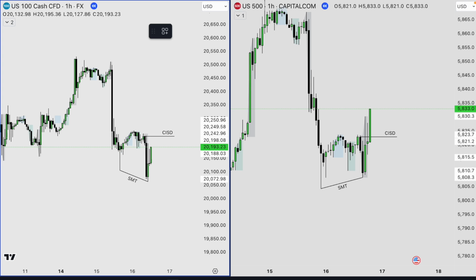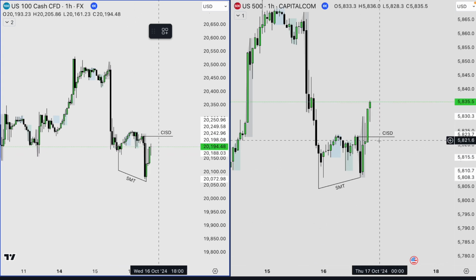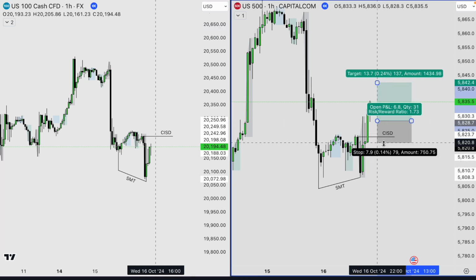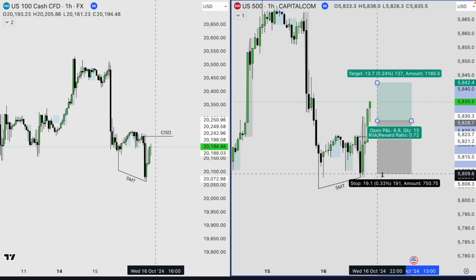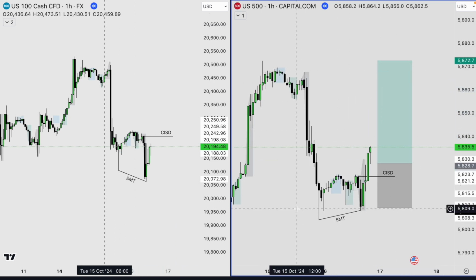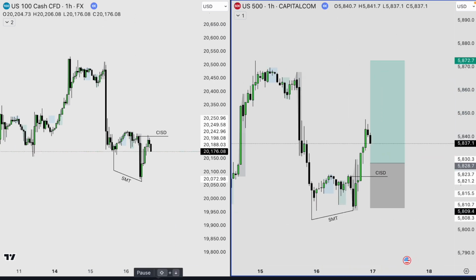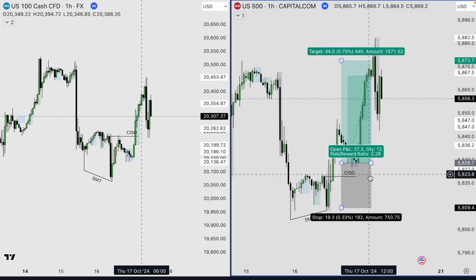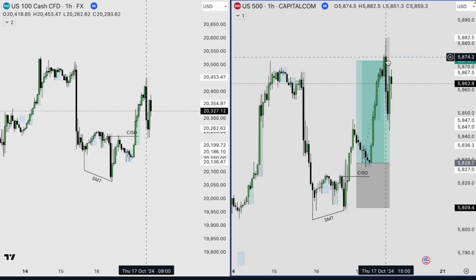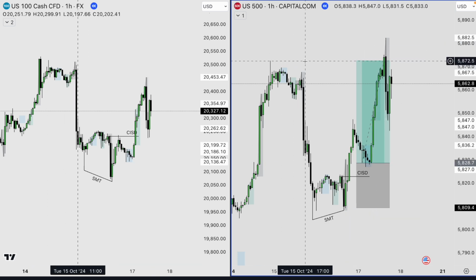So what I can wait for now is either a retest of this order block, or I can simply go ahead and wait for a retest of a fair value gap, stops below the order block, and I can target these swing highs. And there you go. Price action comes back, hits the fair value gap, and runs up to hit this high.